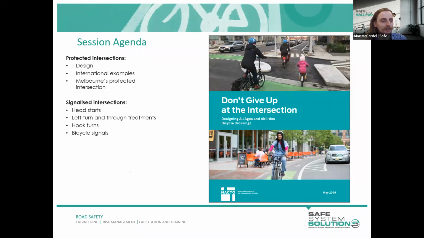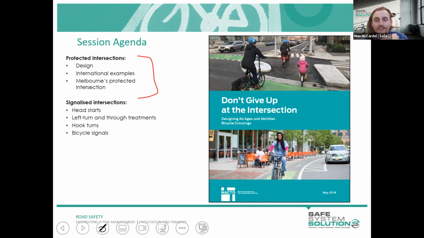The thing that we'll be most focused on is protected intersections. These are a relatively new kind of intersection configuration within our jurisdictions. They have been installed for many years in the Netherlands and Denmark and other European nations. They're currently being installed in the United States as well. So we're starting to see a broader rollout of this type of intersection, and I'll show you exactly how they differ in a second. We'll look at some international examples just to provide that practical aspect to it, as well as the one that's been installed in Melbourne.